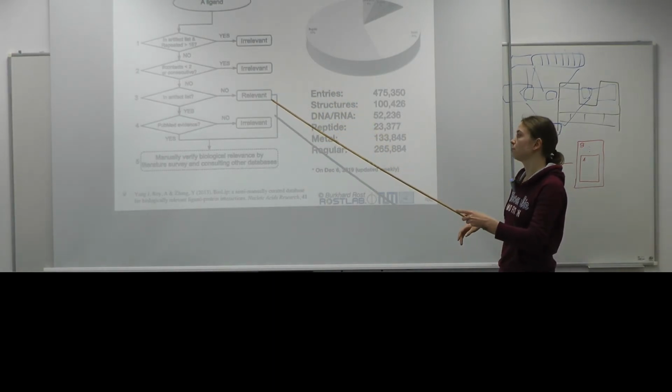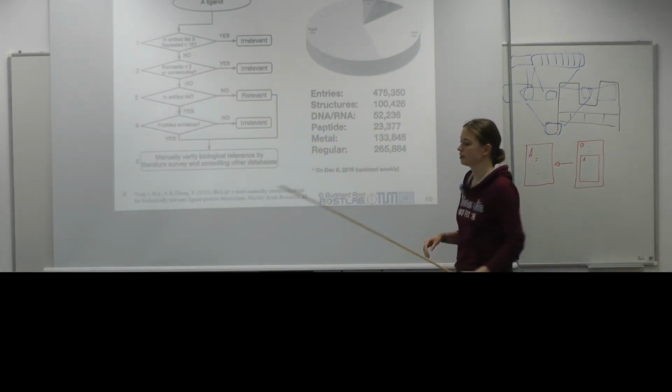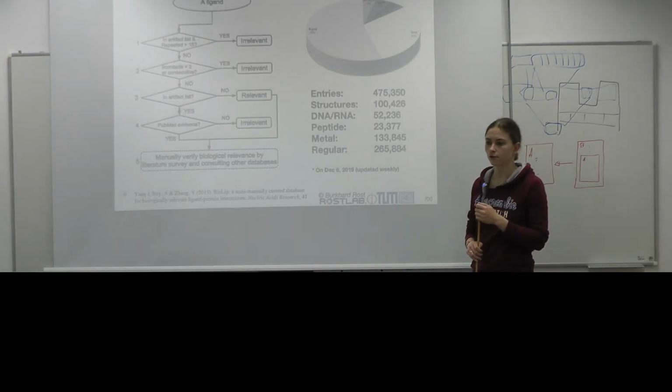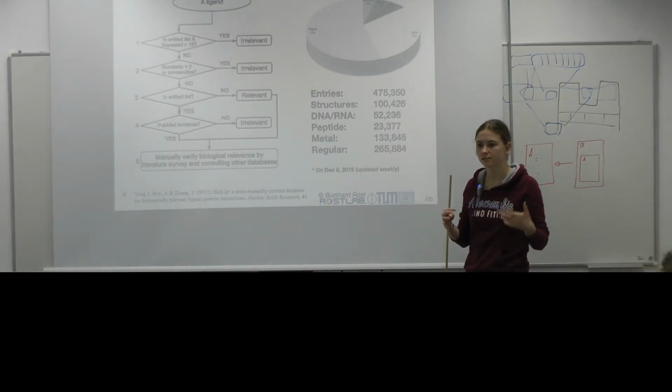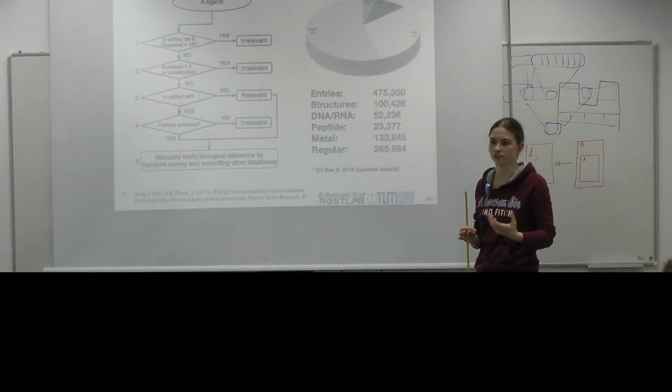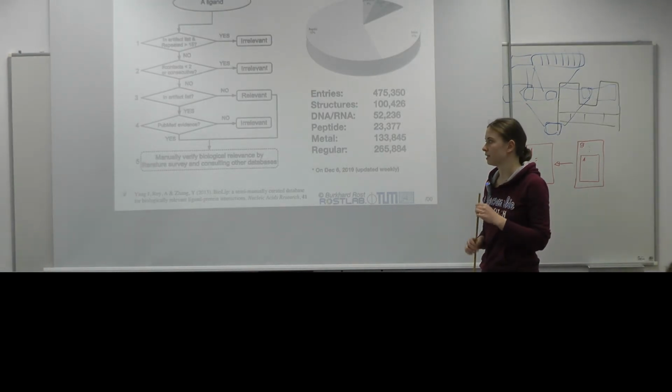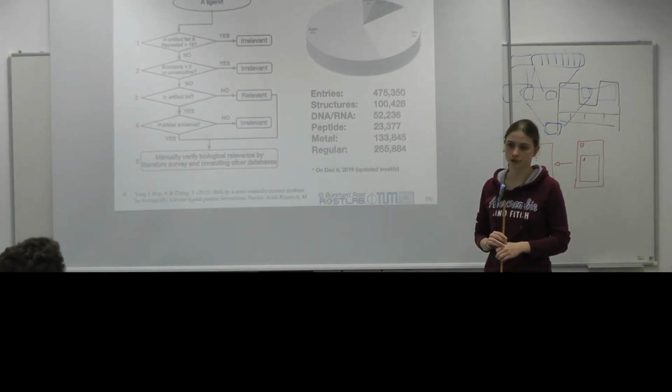Okay, so if it passes that and you go to the next step, they basically look for contacts. If you have a binding site, you would expect that at least 2 or 3 residues are in contact with that ligand. It should not only be 1. And that's basically what they check here. So if you only have 1 contact, then it's probably not actually binding.